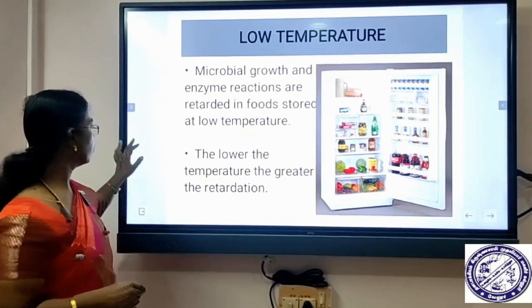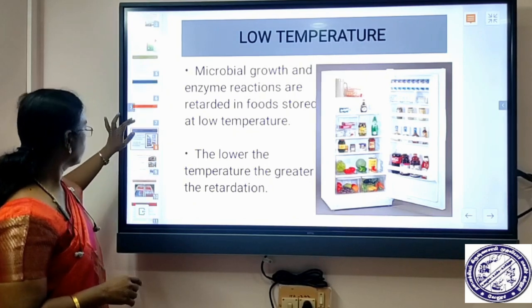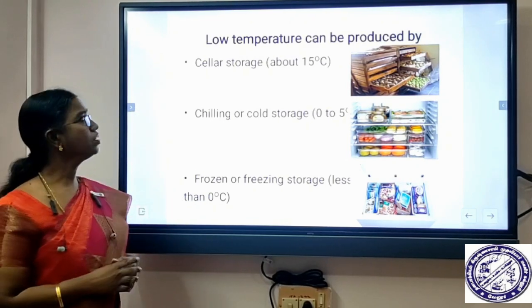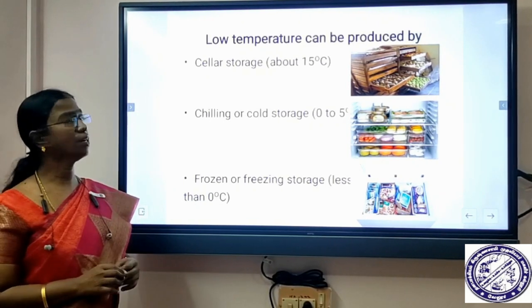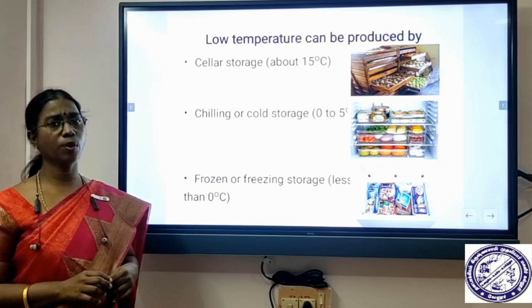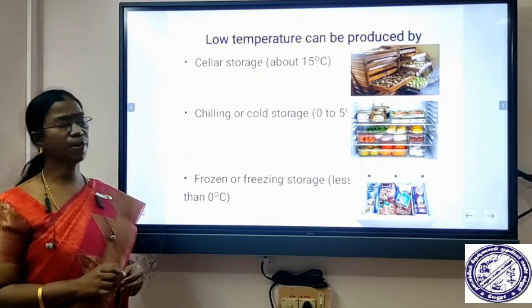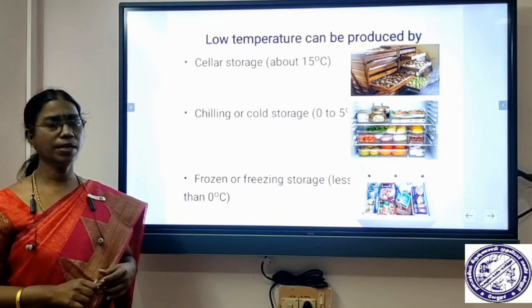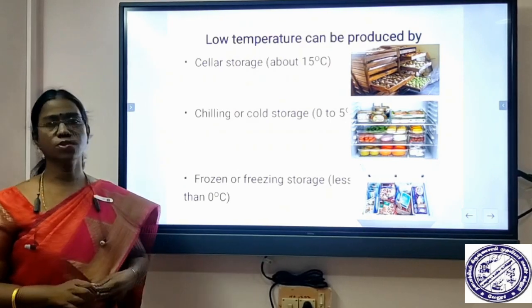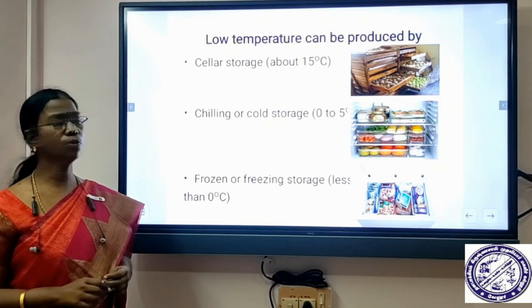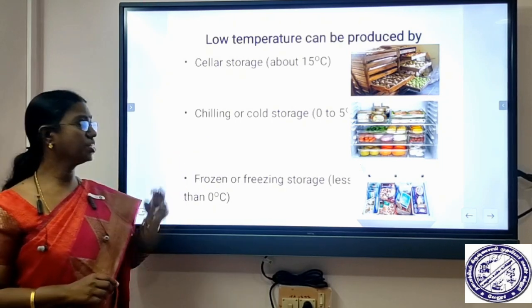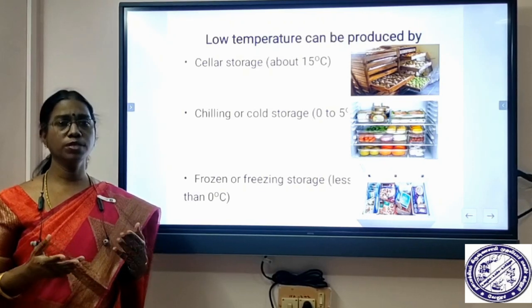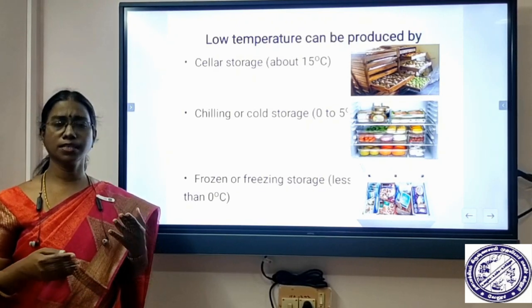In low temperature food preservation, different temperatures are used. The first one is cellar storage, where about 15 degrees Celsius is employed for preserving the food. At this particular temperature, foods like onion, potatoes, etc. can be preserved. Whereas in chilling or cold storage, the temperature employed is 0 to 5 degrees Celsius, that is the refrigeration temperature, where most of the foods are preserved, including fruits, vegetables, dairy products, etc.